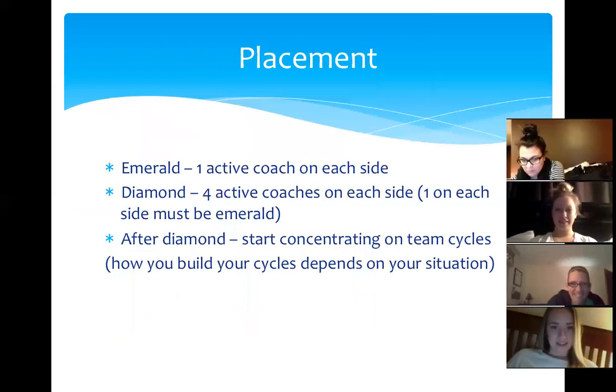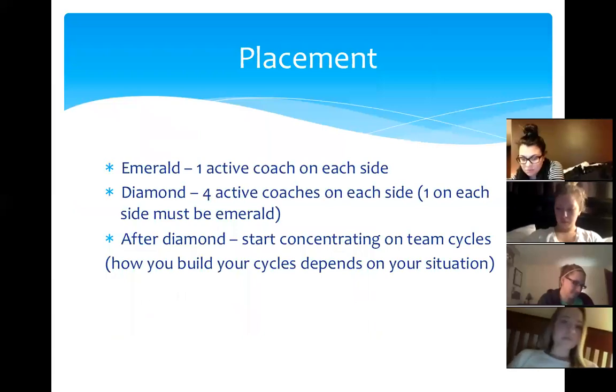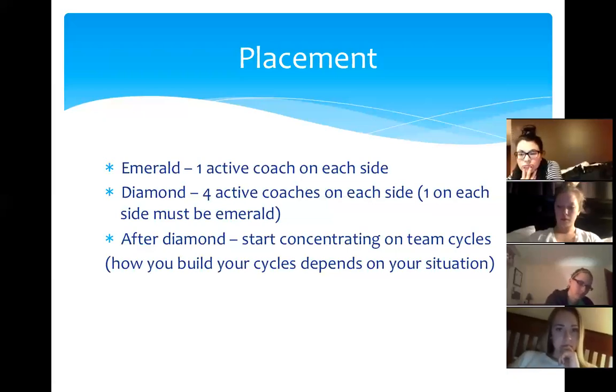Okay. Jumping from volume to placement, but we will come back to volume a bit more. Okay, placement. So Emerald, obviously number 1 thing to hit first, 1 active coach on each side. Doesn't really matter who you put where because you need 1 on each side. Anyways, Diamond is obviously the next thing you want to focus on. I know you want to focus on volume and everything, but you really want to make sure you get to Diamond first so you can get that $18, get the most bang for your buck.